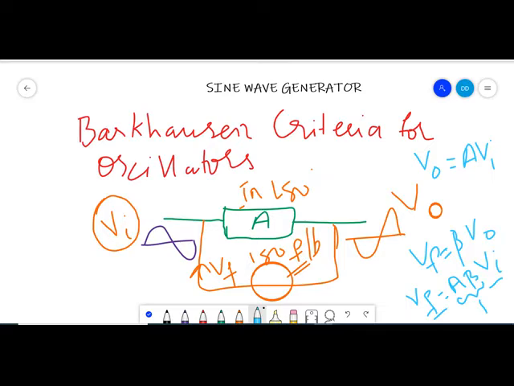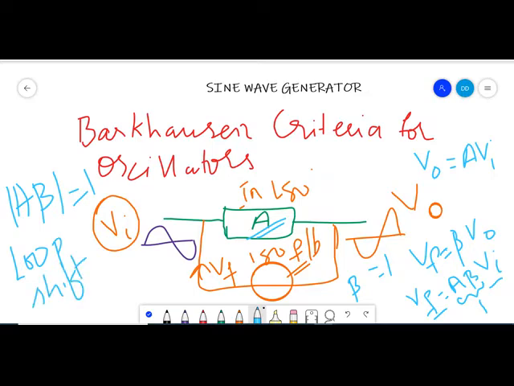The second condition is that the magnitude of the product of the open loop gain, which is A, and the feedback factor, which is beta, should be equal to unity. So A into beta magnitude should be equal to 1. And the total loop phase shift should be either 0 degree or 360 degree. So these are the two conditions to produce the oscillations. We will see what happens if A into beta is greater than 1 or less than 1.